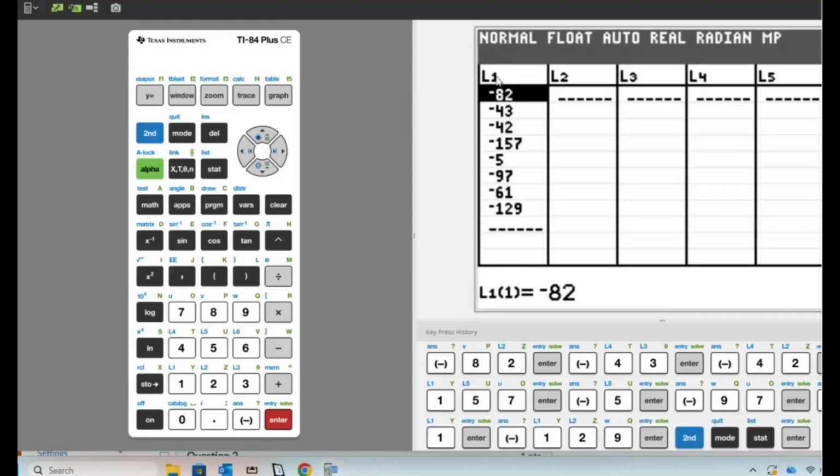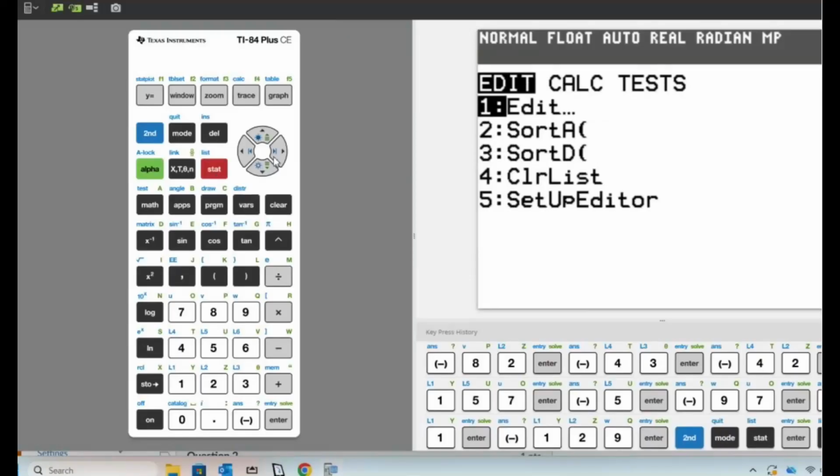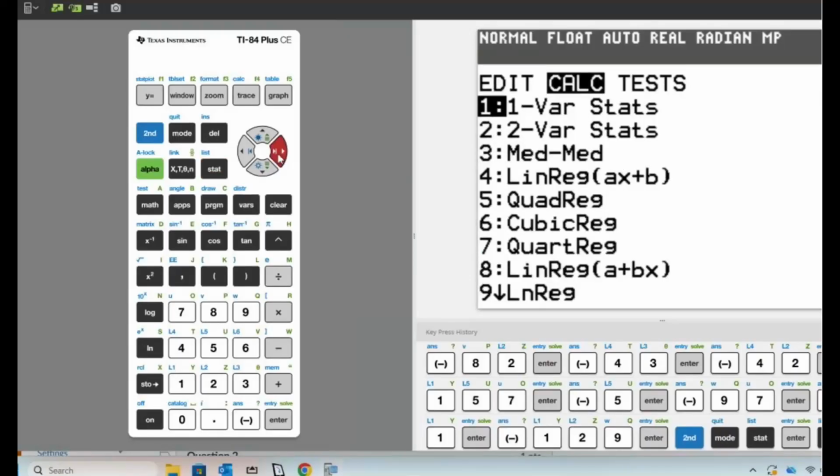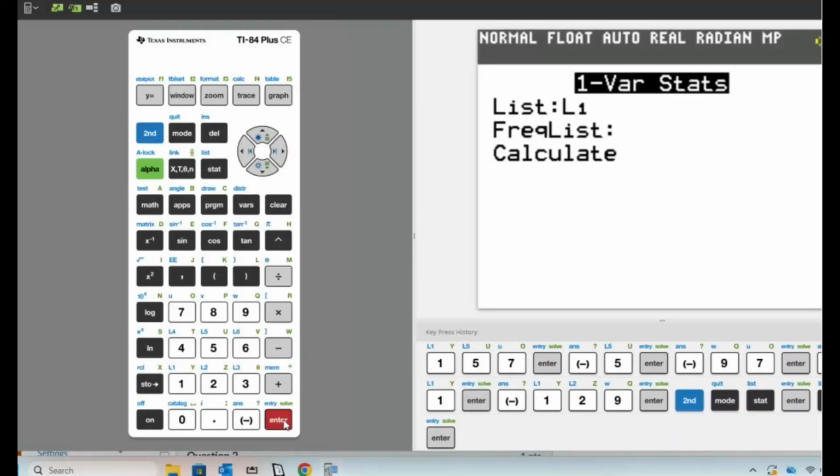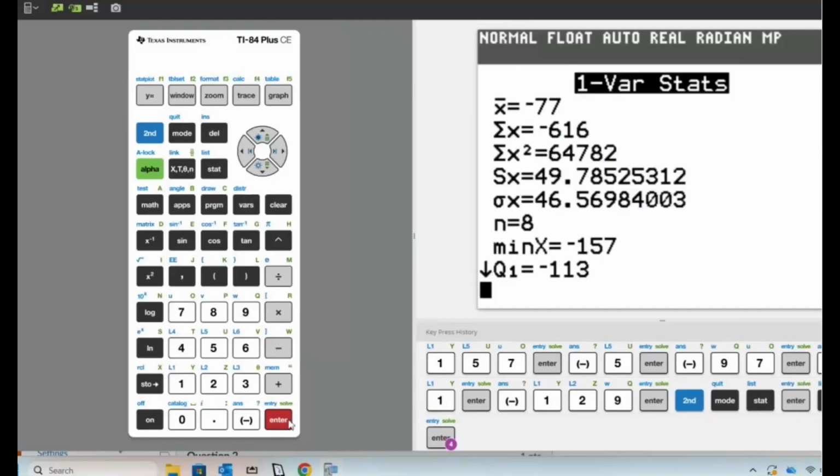So after we type in our differences, and if you're following along, just pause it and type these in. We type in our differences into L1, and then we go to stat. Then we go over to calculate. So now we're on calc right here. And then we just want one variable stats. We won't go over all this other stuff later, but for now, we just want one variable stats. So we're just going to press enter 4 times. Don't mess with any of this stuff. So we go down to calculate and press enter.